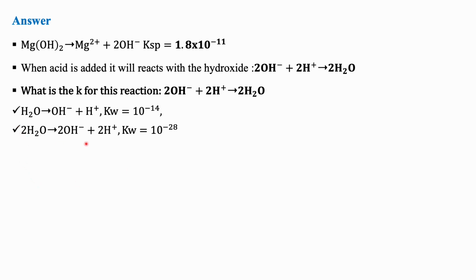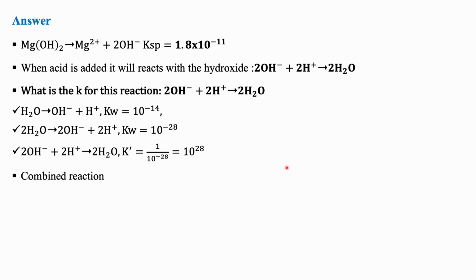But this is not the reaction we are looking for. We are looking for the K for this reaction. As you can see, this reaction is the inverse of that reaction, so to get the K for it, we need to invert this Kw. That means 2 hydroxide plus 2 H plus, giving 2 water, has K equal to 1 over 10 power negative 28, which gives 10 power 28. So this reaction has K equal to 10 power 28.